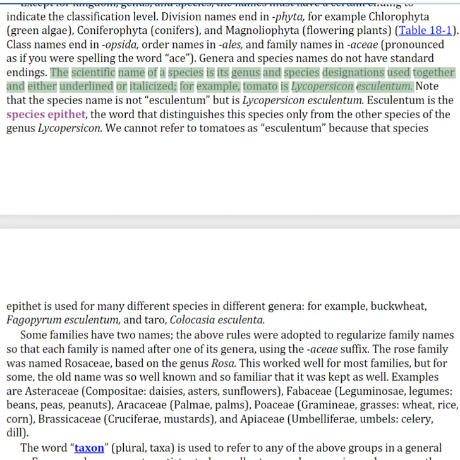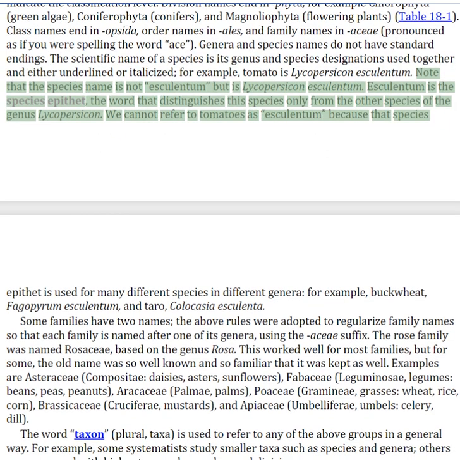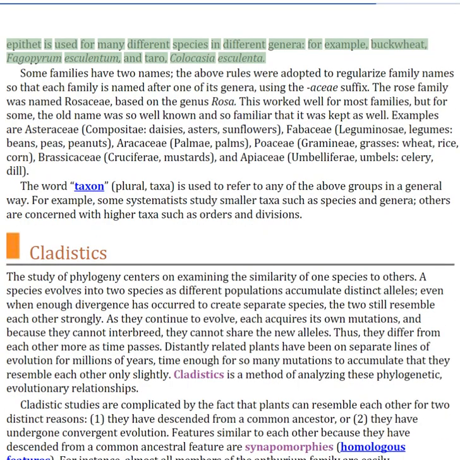The scientific name of a species is its genus and species designations used together and either underlined or italicized. For example, tomato is Lycopersicum esculentum. Note that the species name is not esculentum but is Lycopersicum esculentum. Esculentum is the species epithet, the word that distinguishes this species only from the other species of the genus Lycopersicum. We cannot refer to tomatoes as esculentum because that species epithet is used for many different species in different genera, for example, buckwheat, Phagopyrum esculentum, and taro, Colocasia esculenta.